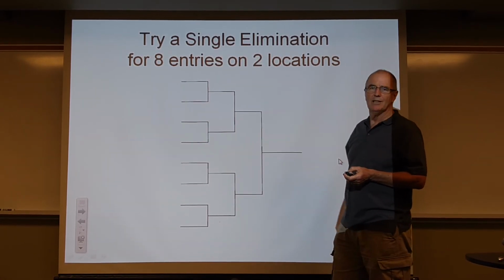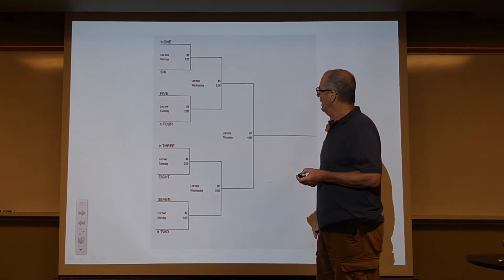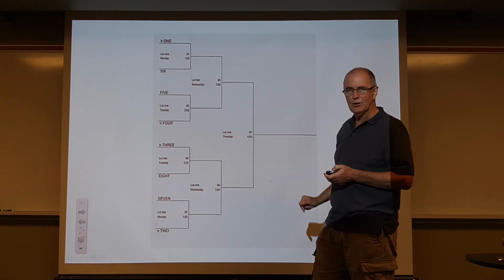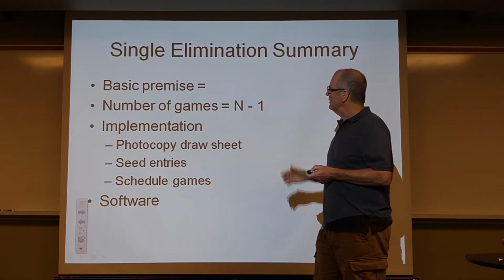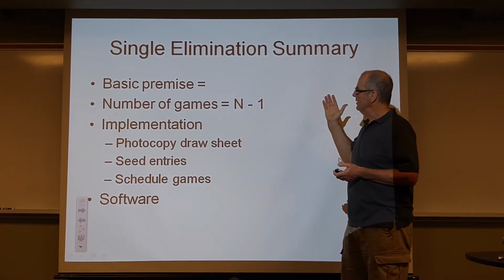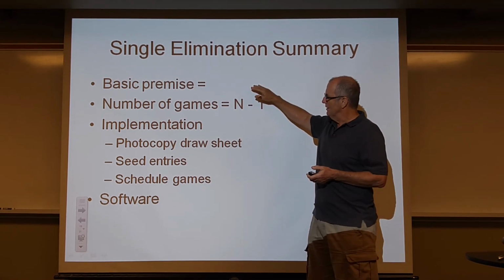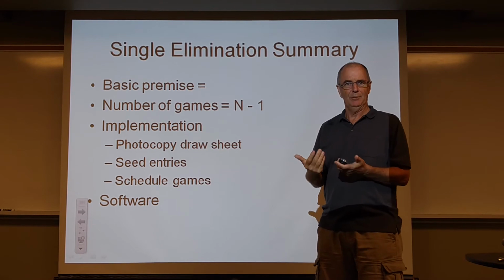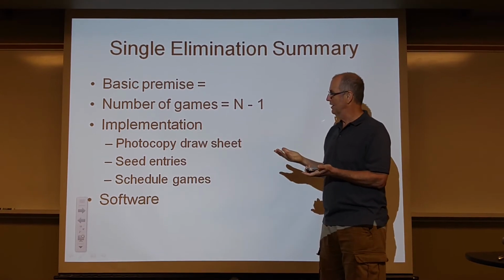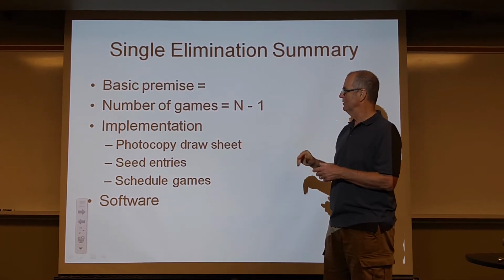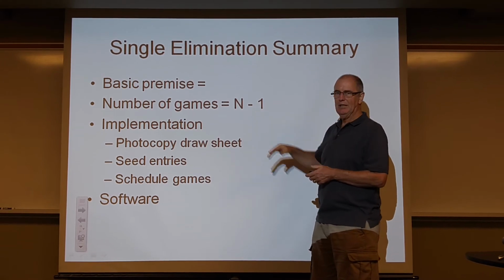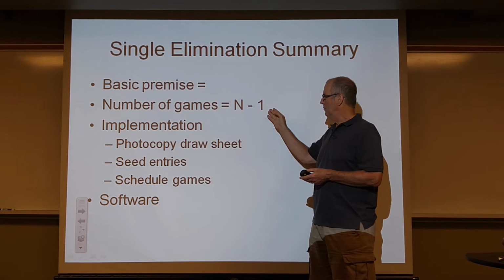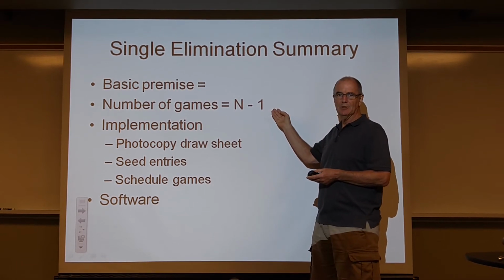Well, you could try it yourself. And it'll end up looking like this one, and we'll show you that in a moment. But just as a quick review, single elimination, the basic premise is that if you're eliminated in 1 game, you're eliminated. So it's a single elimination tournament, 1 elimination, you're out. The number of games is n-1. So if we had 8 teams, it would be 8 minus 1, which is 7 games.